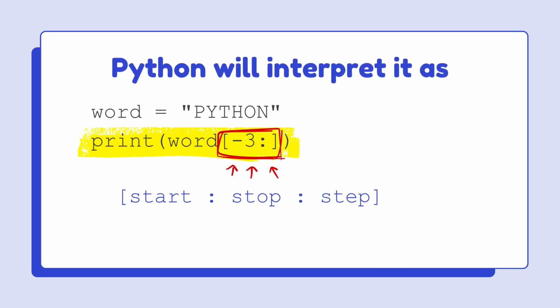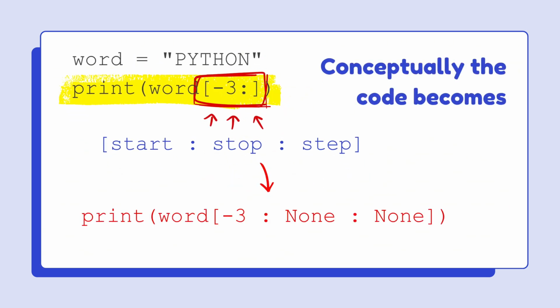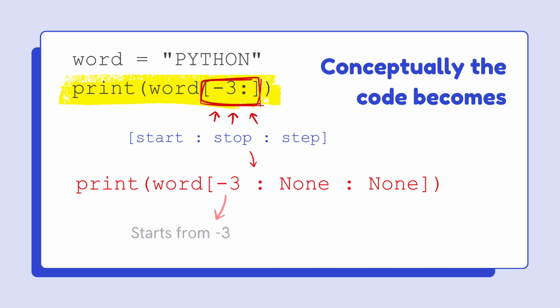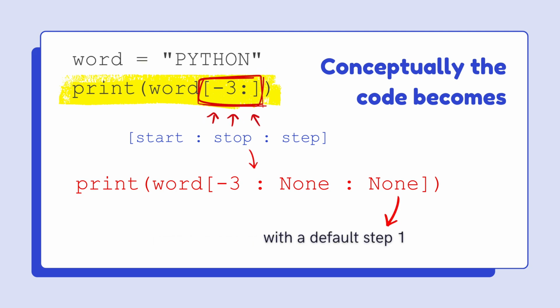Python will interpret it as start, stop, step, because the code only provides the start, which is at -3, and no stop and no step. Conceptually, the code becomes -3, none, none. What does it mean? It will start from -3. Since the stop is not provided, it will be defaulted to until the end of the string. Also, since the step is not provided, it will be defaulted to step 1.